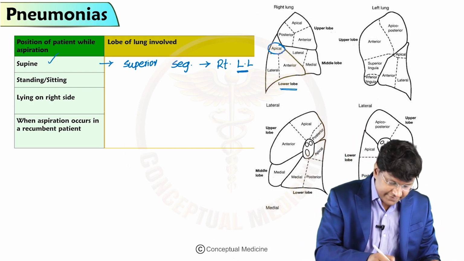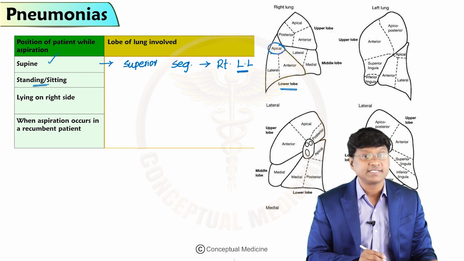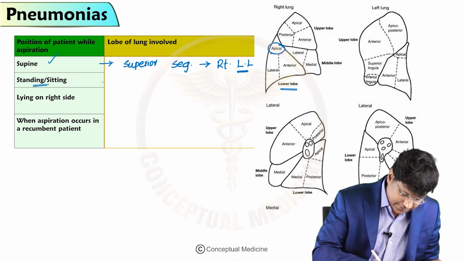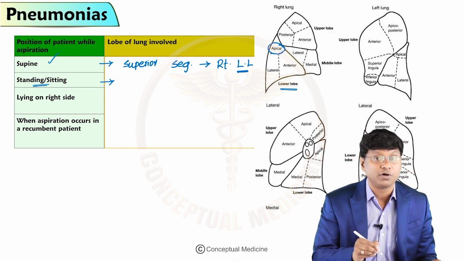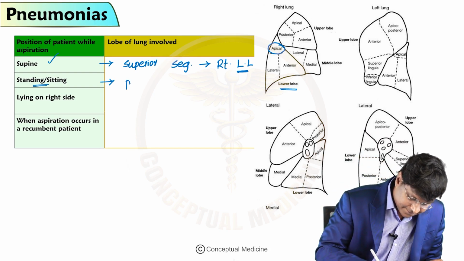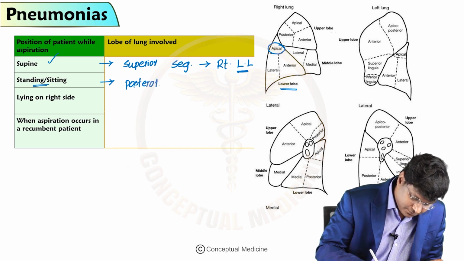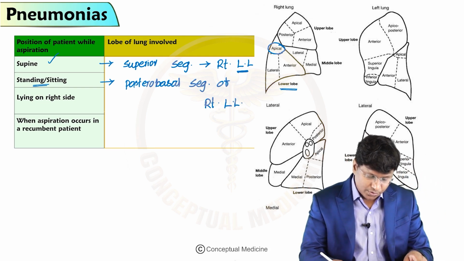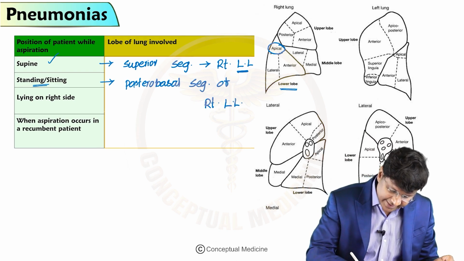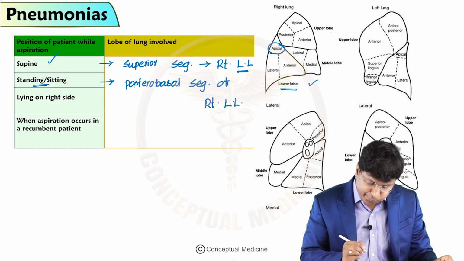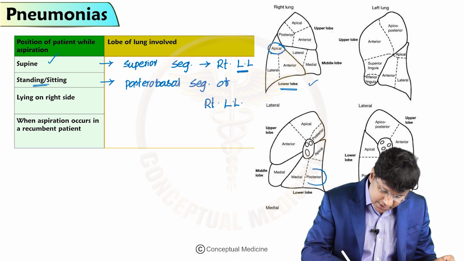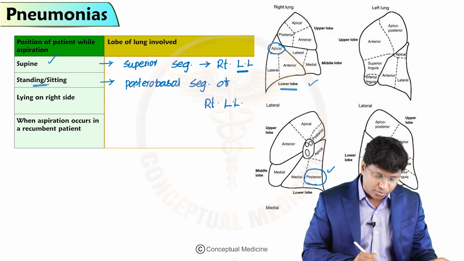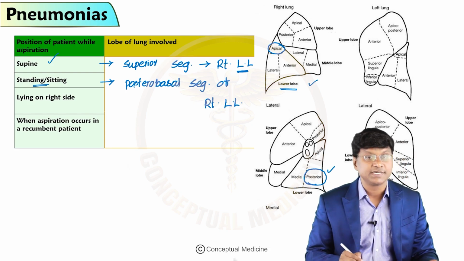If the aspiration occurs in standing or sitting position, then the posterobasal segment of the right lower lobe is affected. Okay, so if you take the lower lobe, and the posterobasal segment, you see here, this is the posterobasal segment of the right lower lobe, which is affected if the aspiration occurs in standing or sitting position.